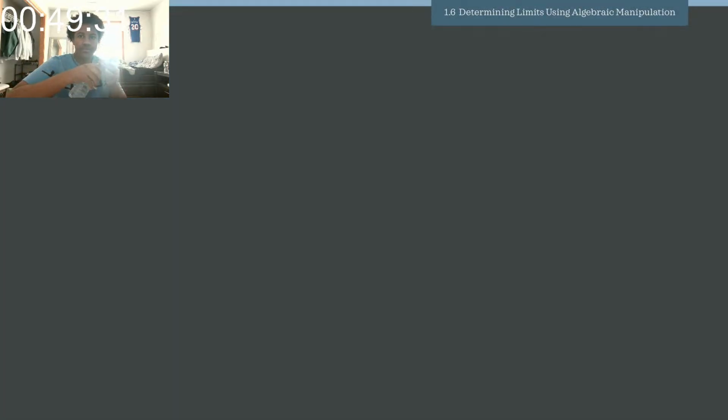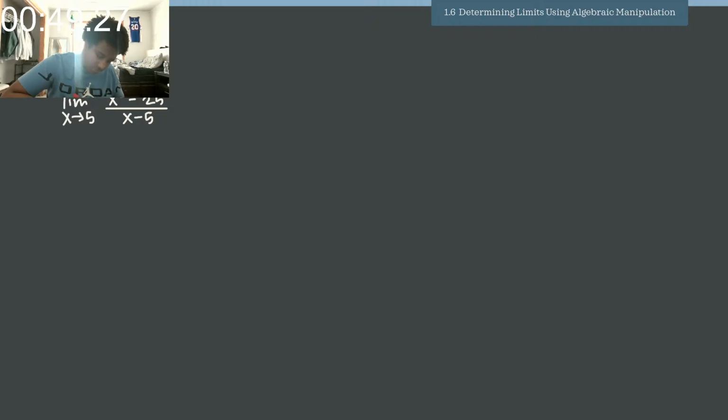One point 6 is all about realizing that you can use algebra to manipulate limits in order to solve them. We see that very often in a few circumstances. One is when we use factoring to solve a limit. So we manipulate this algebraically in order to rewrite the function.